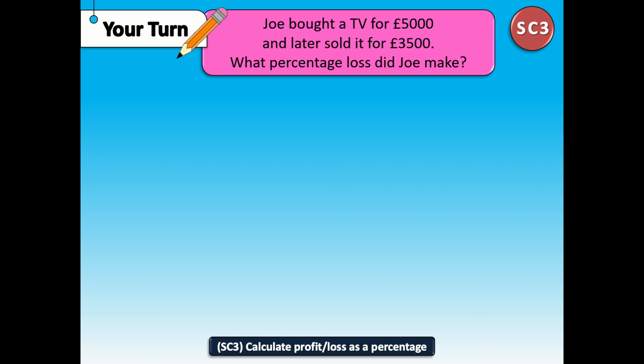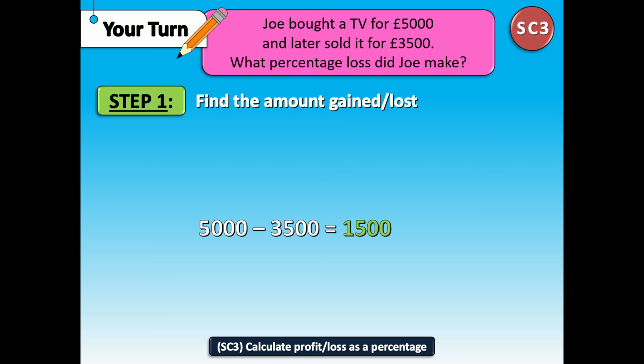Here's a question for you to have a go at. Pause the video, and when you're ready to see what you should have done, press play. So what we should have done for this question is it says Joe bought a TV for £5,000 and later sold it for £3,500. So what percentage loss did he make?